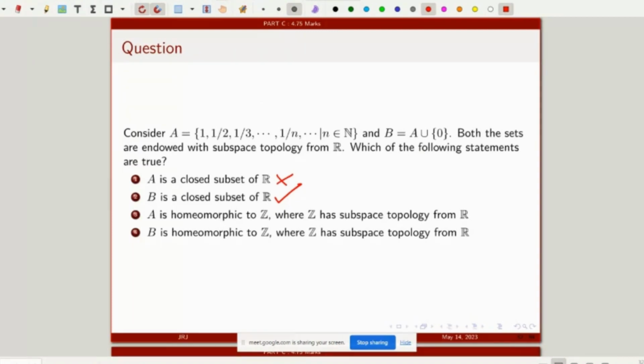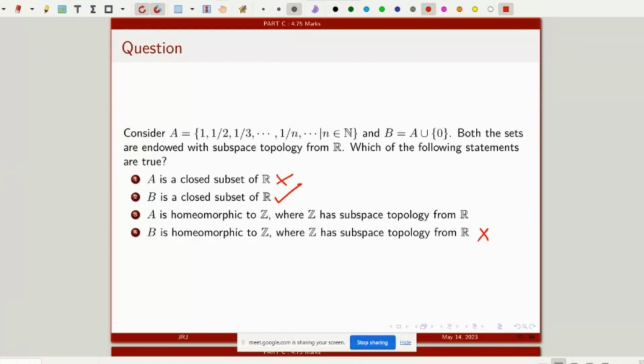Option D is false. Why is it false? Because B, being closed and bounded, is compact. The homeomorphic image of a compact space must be compact, but Z is not a compact space. B is a closed and bounded subset, so B is compact, and Z is not compact. Okay, fine. Now what about option 3? Will A be homeomorphic to Z?